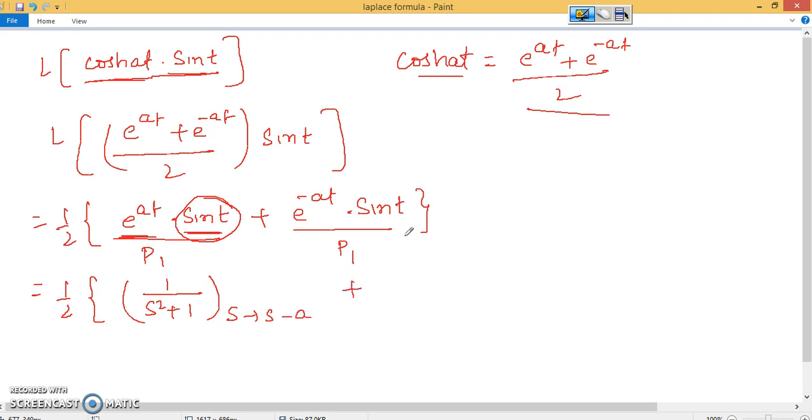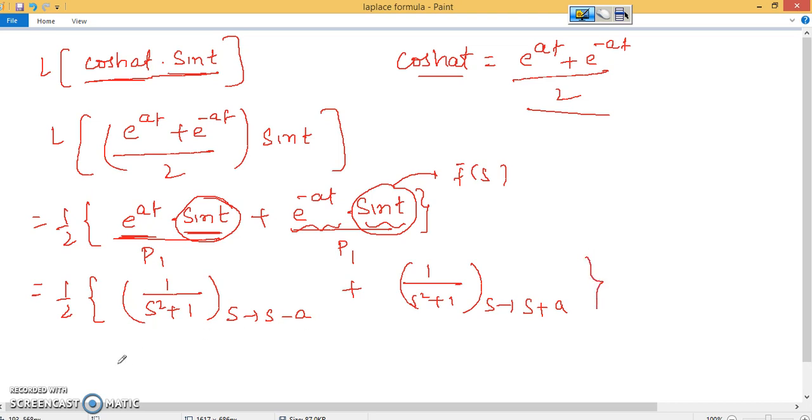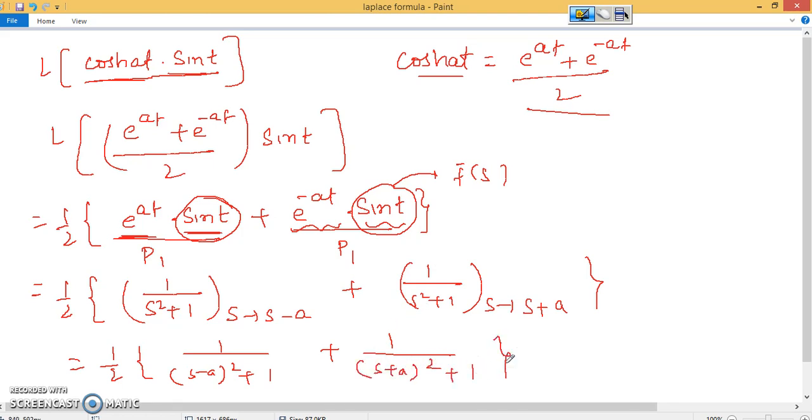Okay, plus here similarly, e to the power of minus at into f of t is given. So we'll find the Laplace of this f of t, which is a bar of s, and that value is 1 by s square plus 1, and we'll replace s with s minus a, which is plus a. So finally we'll get 1 by 2 into 1 by (s minus a) whole square plus 1, plus 1 by 2 into 1 by (s plus a) whole square plus 1. This is the Laplace of cos hyperbolic at into sine of t.